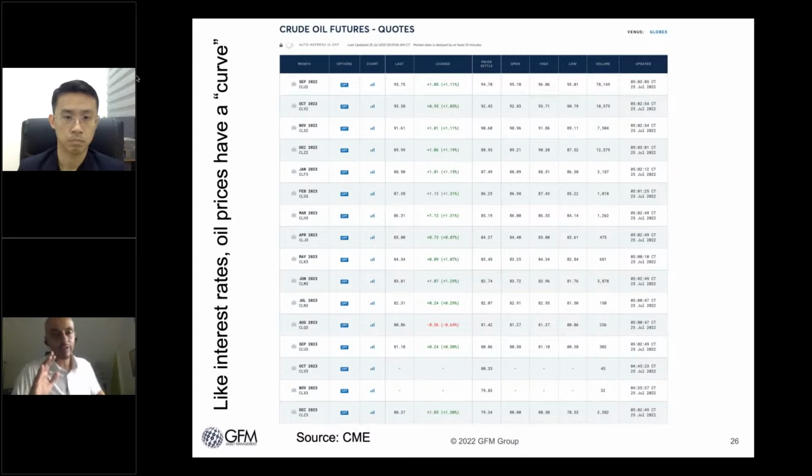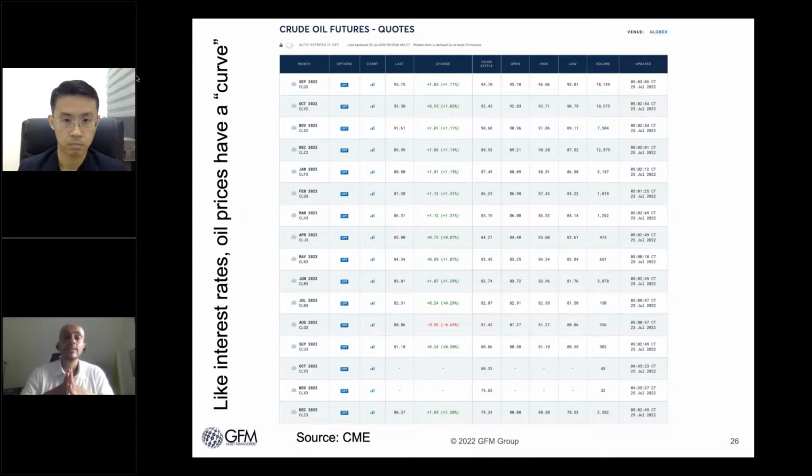I'm presuming none of you have any interest in taking physical delivery of barrels of oil in a warehouse or in your front yard. Rather, you simply want to buy a contract so that if the price of oil goes up, you make money. If the price of oil goes down, you lose money. And you can choose which delivery month that is.